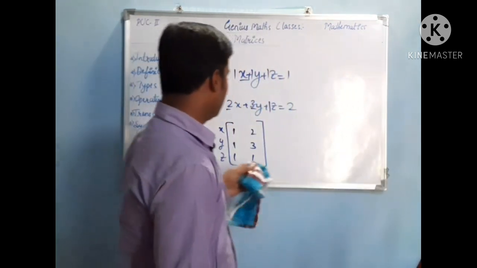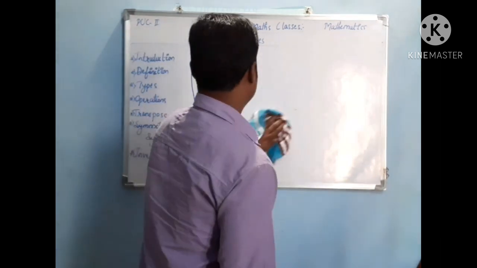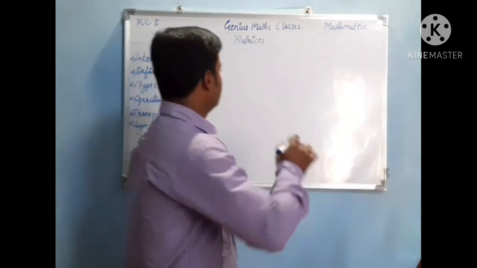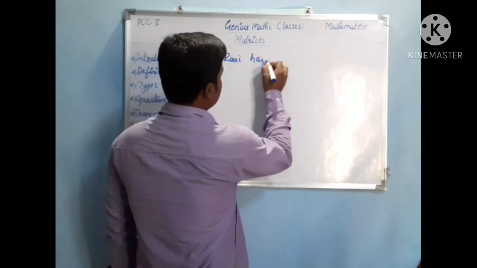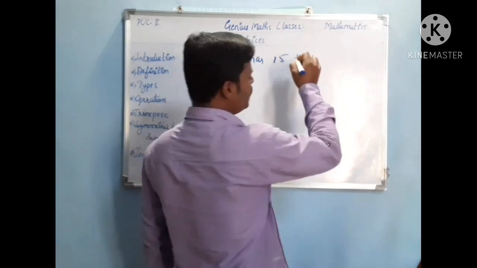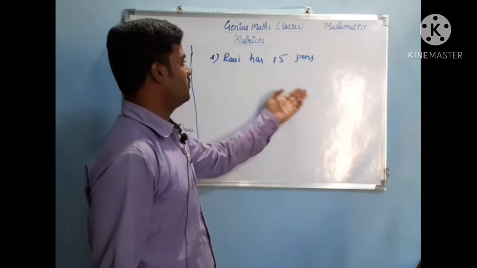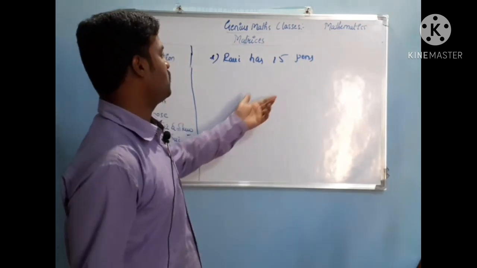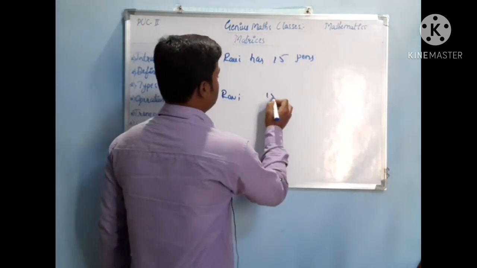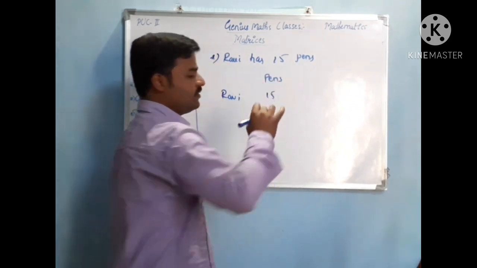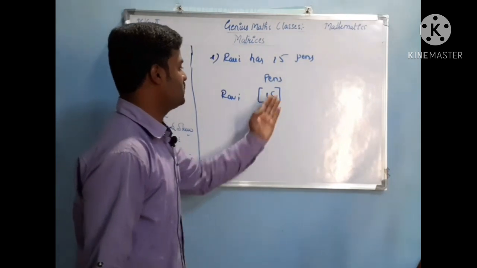Similarly, if you consider one more example: Ravi has 15 pens. A simple example. How to represent this in a rectangular array of elements? Simple thing: Ravi has 15 pens. Just I can represent it this way.